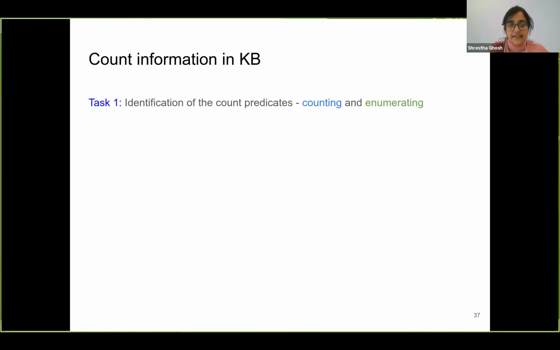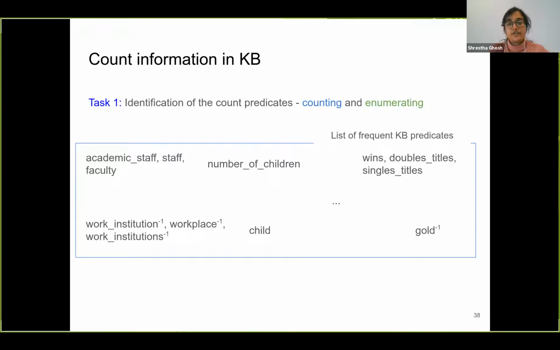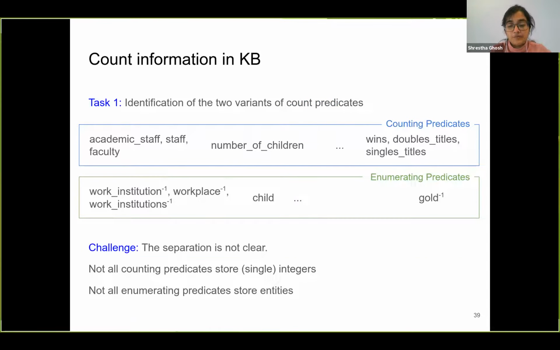So for the task of identification, we have the list of most frequent knowledge-based predicates. And we would want to have 2 sets, counting and enumerating. And the challenges are that the separation is not clear, right? And the knowledge base is usually quite messy. All predicates that store integers may not always be counts. So there might be other information in it.